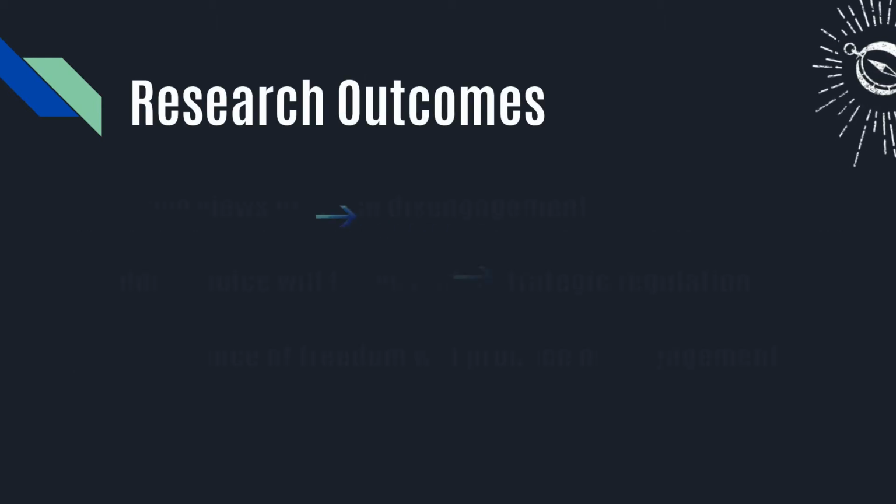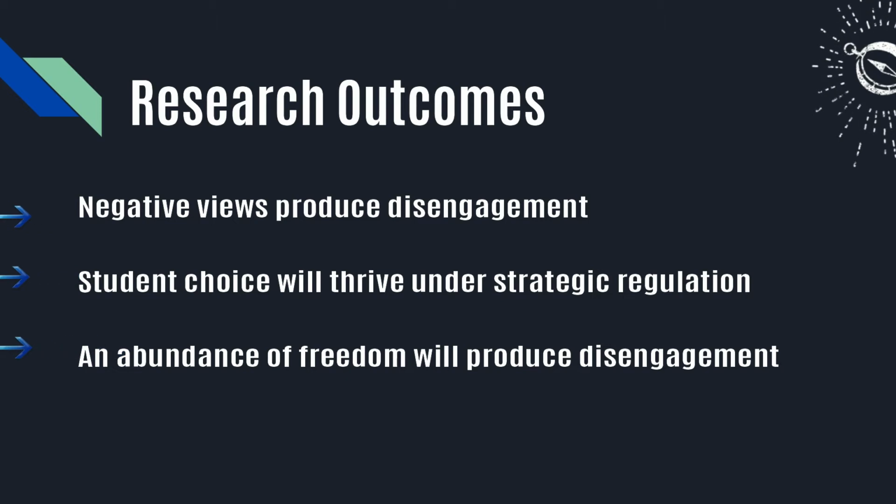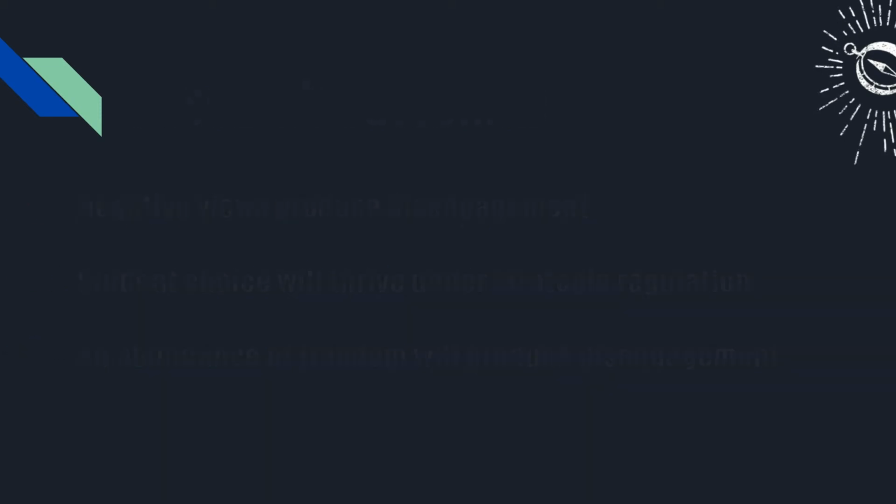In terms of our research outcomes, we anticipate that teachers with a negative outlook on the effectiveness of student choice are more likely to experience a more disengaging classroom. We also anticipate that student choice will produce a more engaging classroom when the various outcomes are strategically regulated by the teacher. Also, we anticipate that there is a point where too much freedom will produce a disengaging classroom environment.